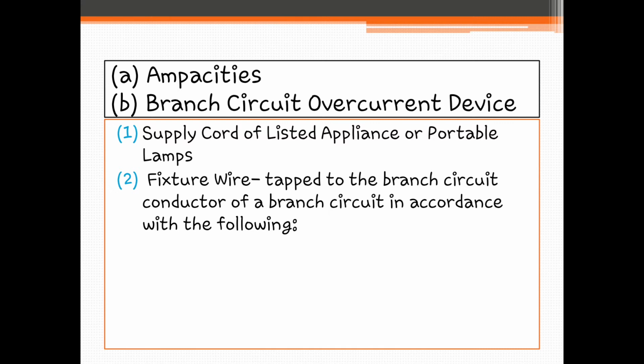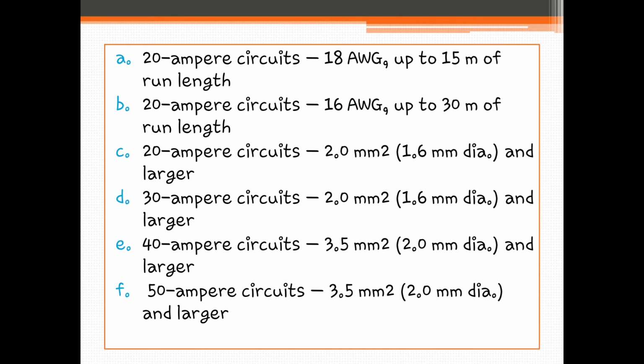Fixture wire shall be permitted to be tapped to the branch circuit conductor of a branch circuit in accordance with the following. First, 20 ampere circuit for 18 AWG up to 15 meter of run length. 20 ampere circuit for 16 AWG up to 30 meter of run length. 20 ampere circuit for 2 millimeter squared, 1.6 millimeter diameter and larger, and so on.